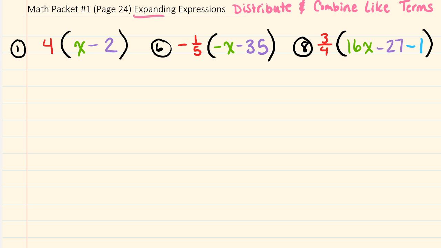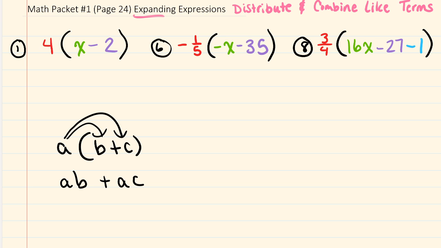If you remember, the distributive property looks like if you have A times the whole quantity B plus C, then that's the same as doing A times B plus A times C. So we're going to use that on these expressions.